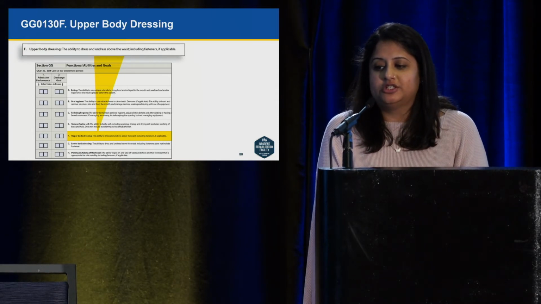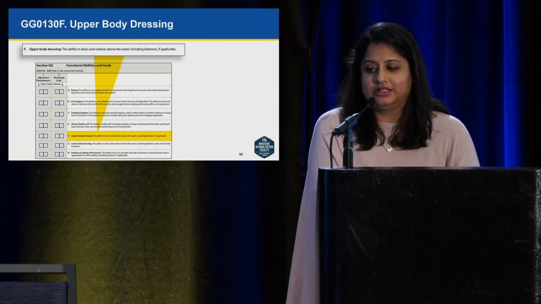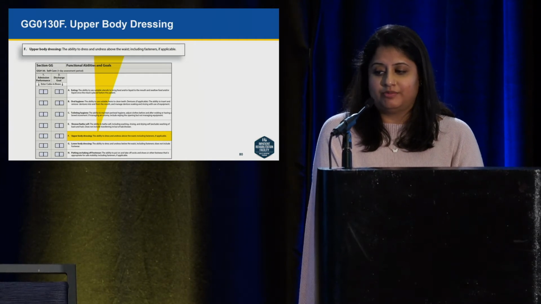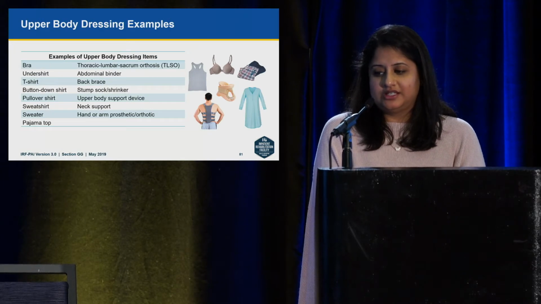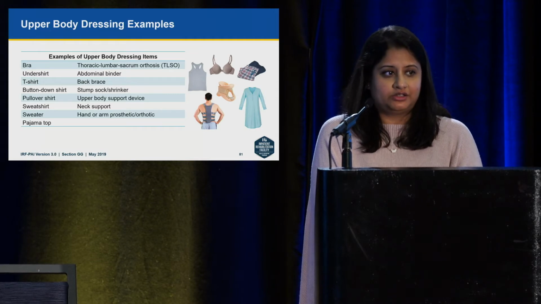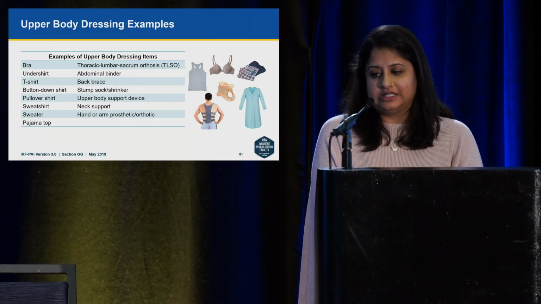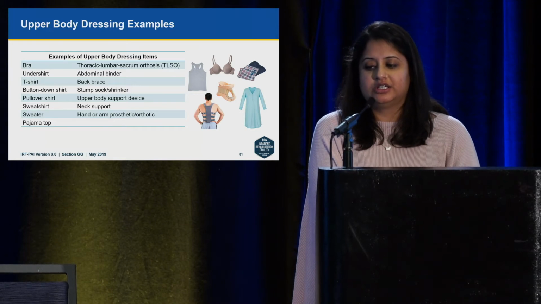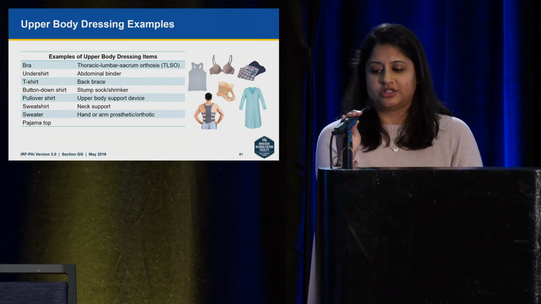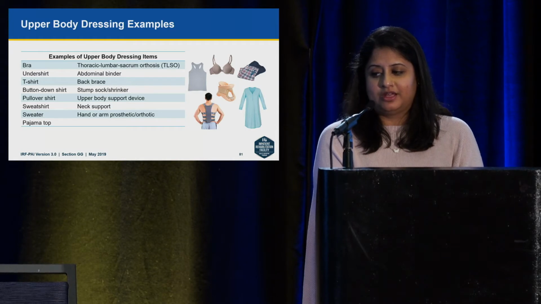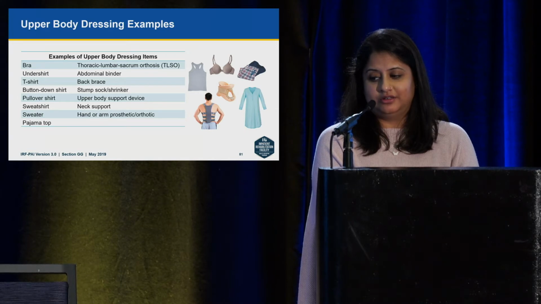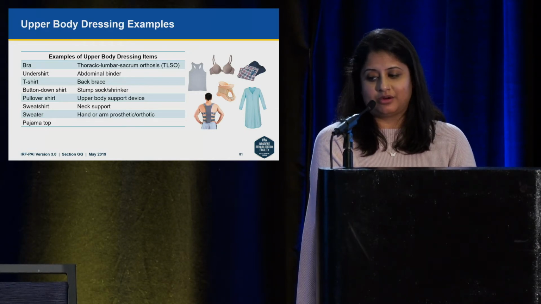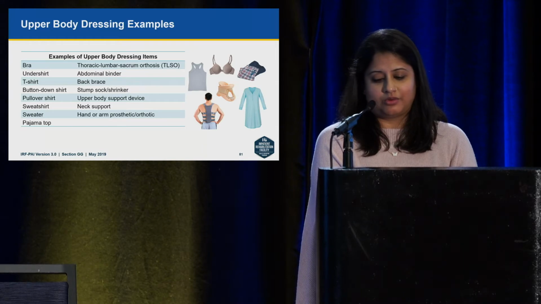Okay, next we have GG0130F, upper body dressing, and this is the ability to dress and undress above the waist and include fasteners if applicable. So we've listed some upper body dressing items, but this is not an all-inclusive list. Upper body dressing examples include a bra, undershirt, t-shirt, button-down shirt, pullover shirt, sweatshirt, sweater, pajama top, TLSO, abdominal binder, back brace, a stump sock or shrinker, an upper body support device, neck support, or hand or arm prosthetic or orthotic.